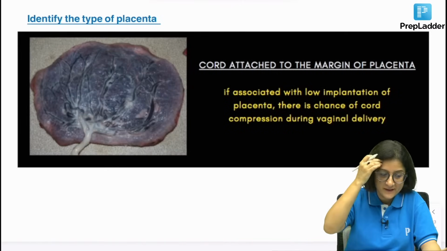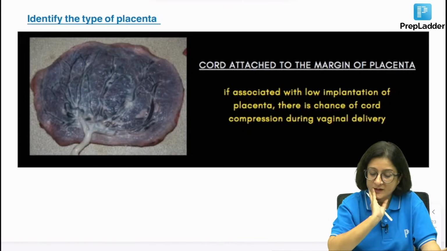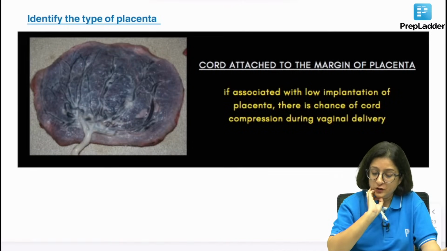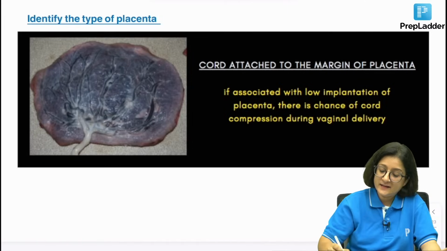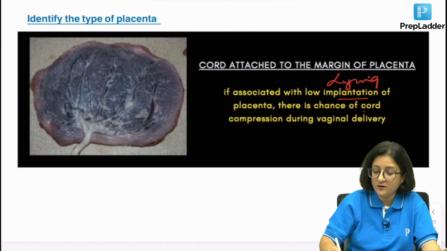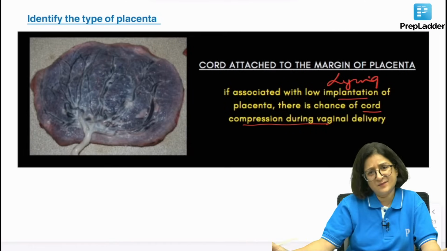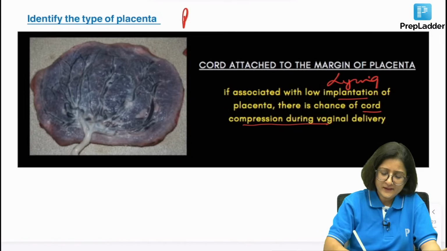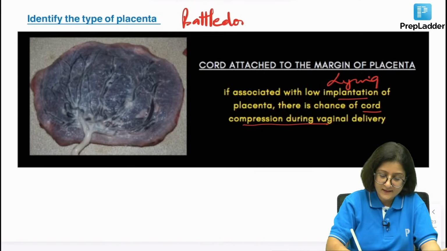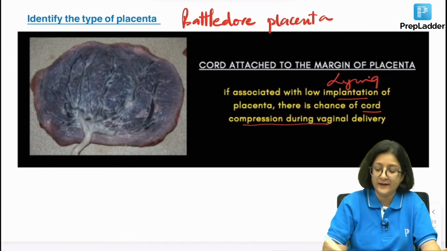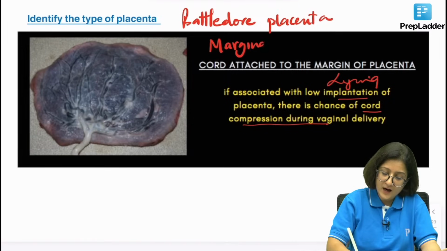Now identify the type of placenta here. Cord is attached to the margin of the placenta. If associated with low implantation of the placenta, meaning low lying placenta or a placenta previa, there is a chance that the cord may get compressed during vaginal delivery, right? Most of the times this doesn't happen actually, but this is a battledore placenta. Yes, this is marginal cord insertion.